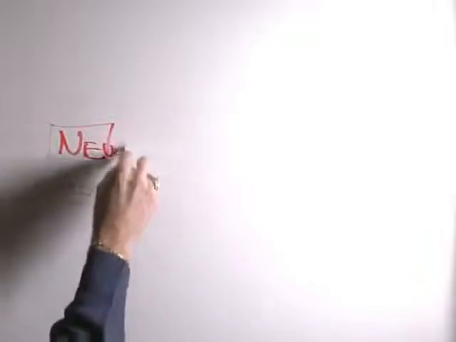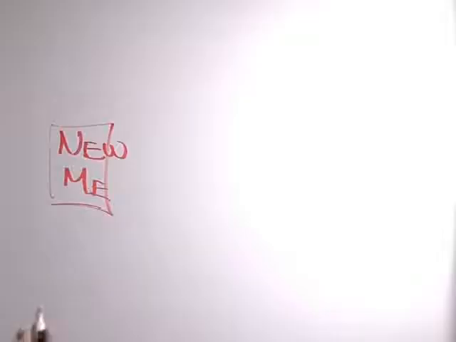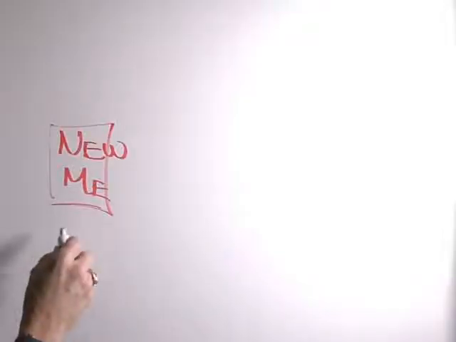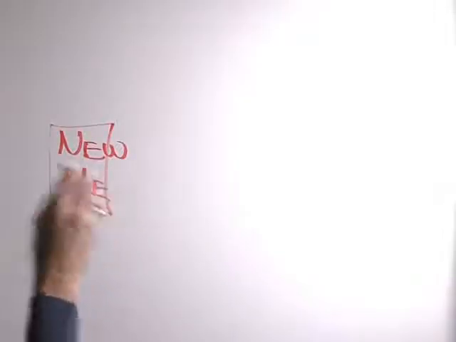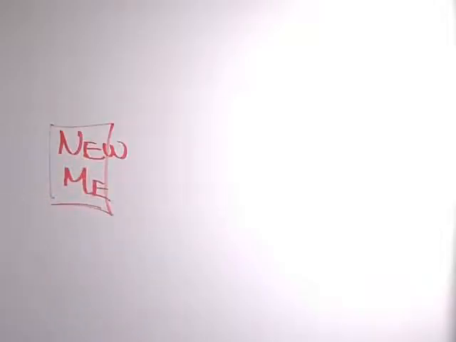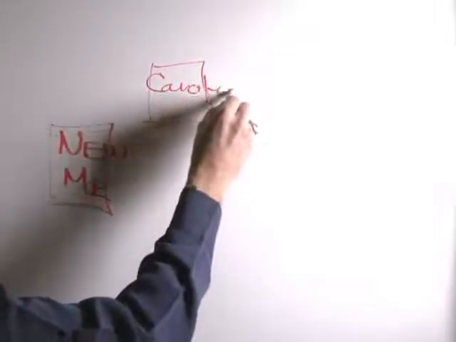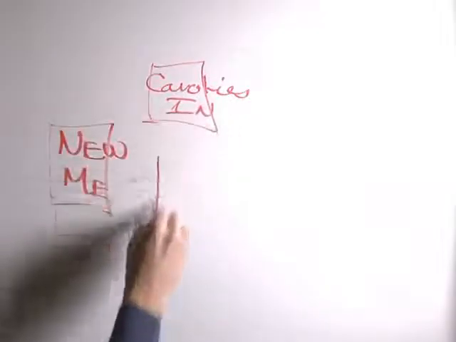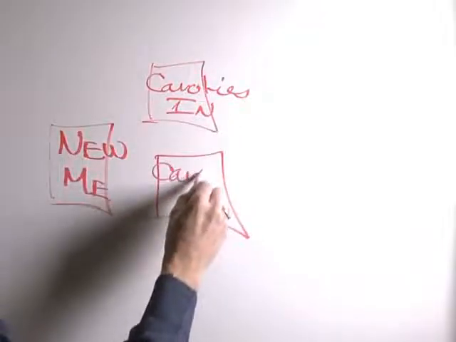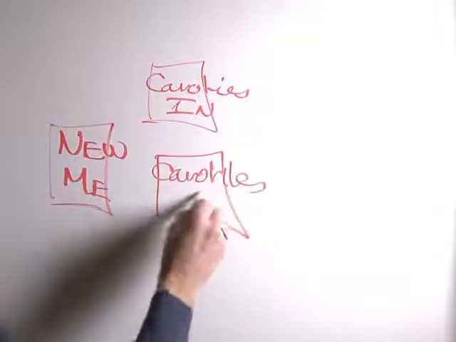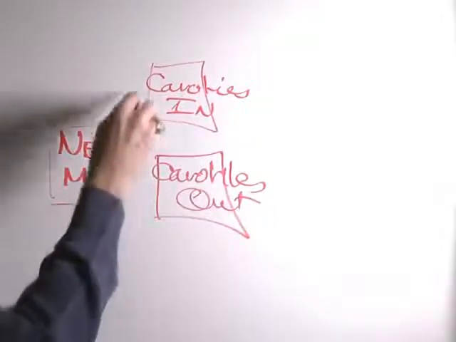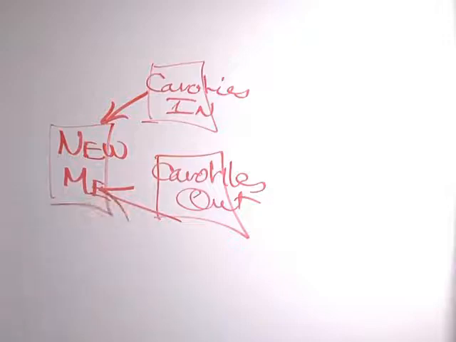Let's say that you wanted to make a new me. How would you do that? Let's say that the aim is to lose some weight. How would you think about the factors that lead to defining that new me? Well, simply, one thing could be calories in and calories out. Now, two primary things: the amount of calories you take in and the number of calories you expend.